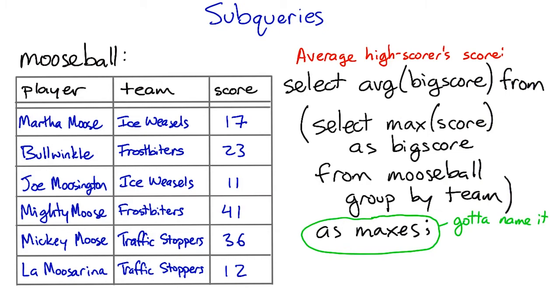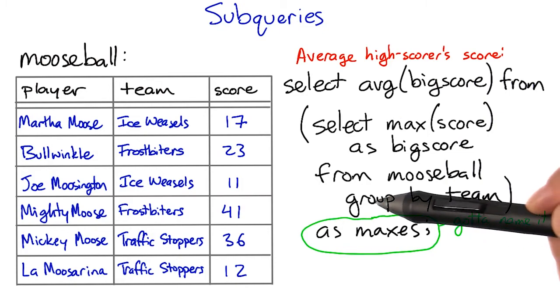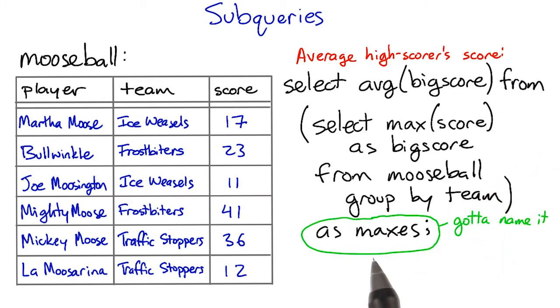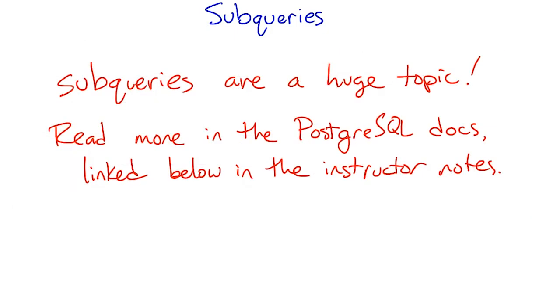The syntax of SQL requires that we give the subquery result table a name, maxes, here, even though we don't actually use that word anyplace in the query. It's just required. There are several other ways you can use subqueries as well, which are beyond the scope of this course, but can still be very useful. You can read about another use case, subquery operations in the where clause, in the PostgreSQL documentation linked in the instructor notes.